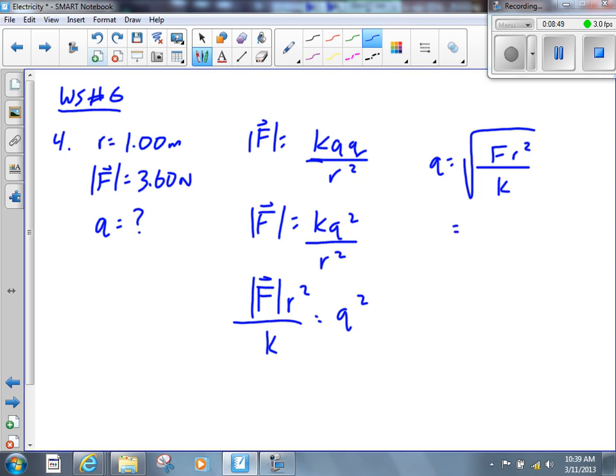And now it's just a straight math question, right? Plug in your numbers: 3.6 times 1 squared divided by the constant. And the value that we get there is 2.00 times 10 to the minus 5. That's the charge of one of them, but since they're both identical, that's the charge on the other one as well. Is that good?